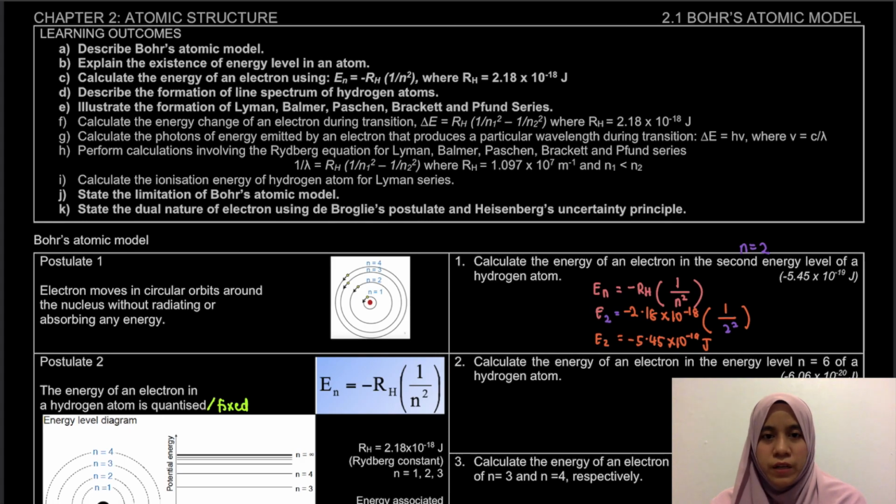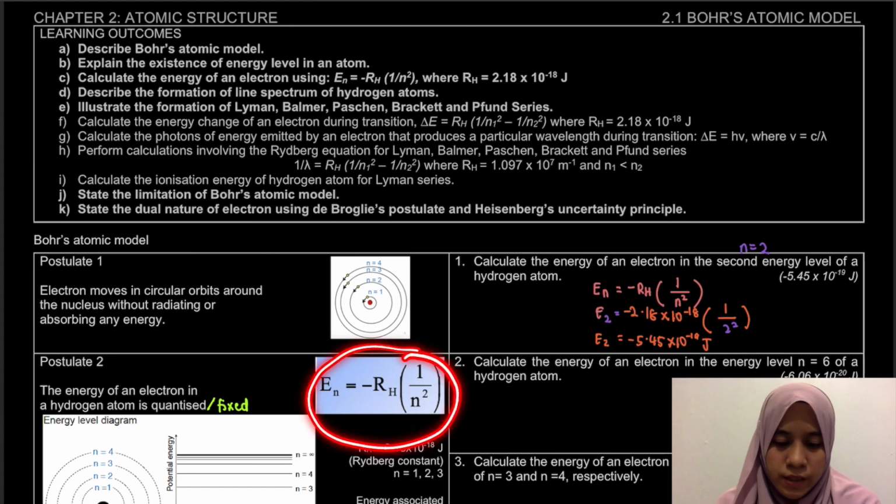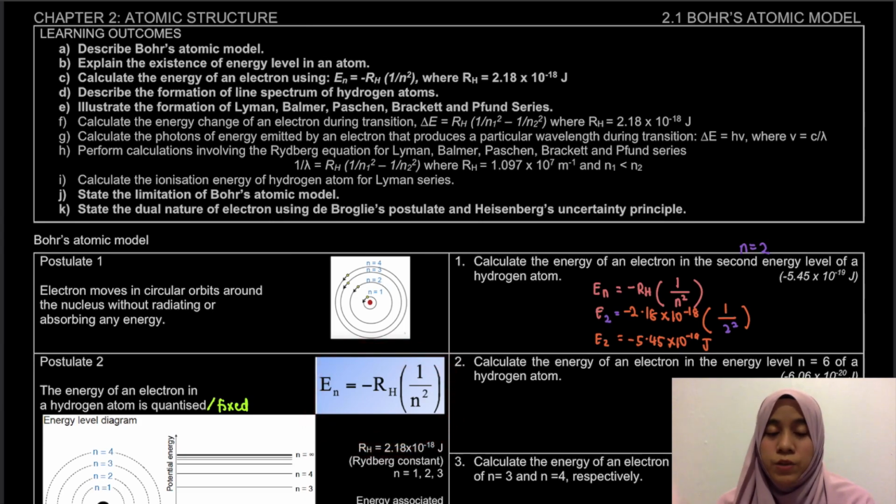Last week we looked at a lot of content in 2.1 itself. Before we move further into the new learning outcome, I'm going to do a bit of a recap of what we have learned previously. First and foremost, we learned about Bohr's atomic model, and there are actually 4 postulates. From the postulates, we learned there is a formula used to calculate the energy of the electron located at a specific shell or specific energy level, which is the first formula that you have to memorize.